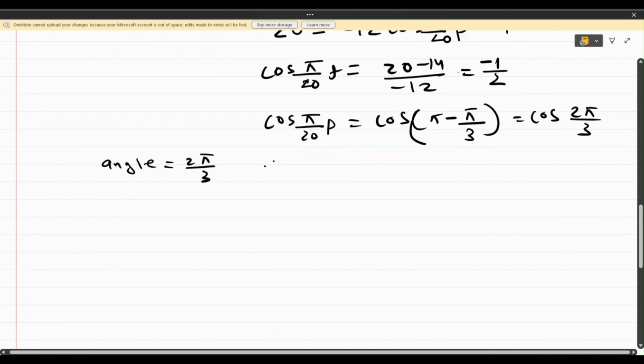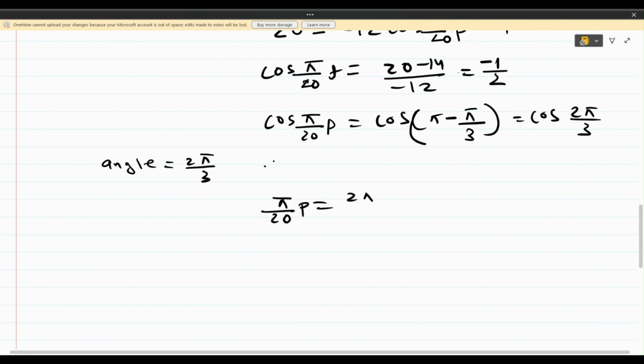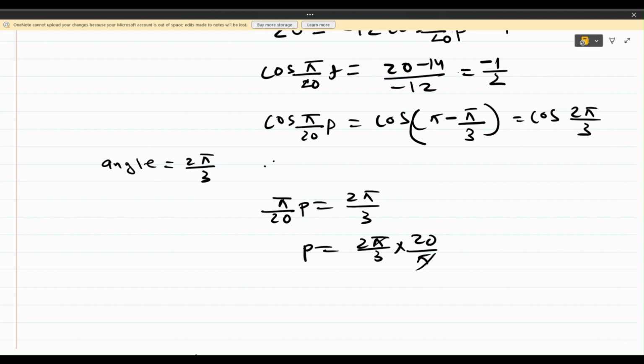And now how do we find the value of p? If you compare, pi over 20 times p equals 2 pi over 3. So p will be 2 pi over 3 times 20, and pi cancels out. So this is 40 over 3, that's 13.33 seconds.